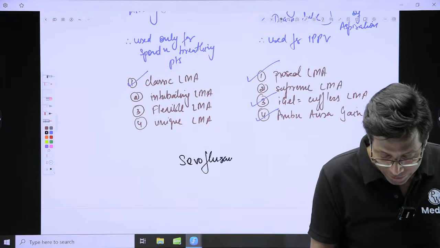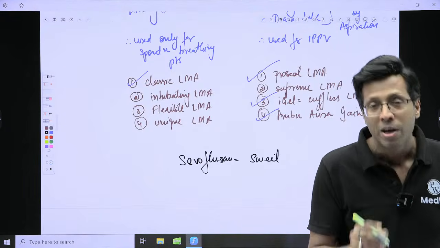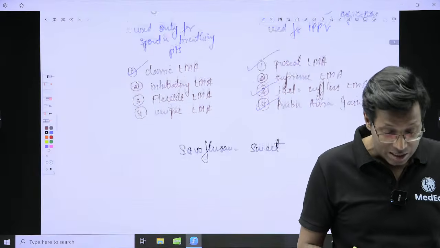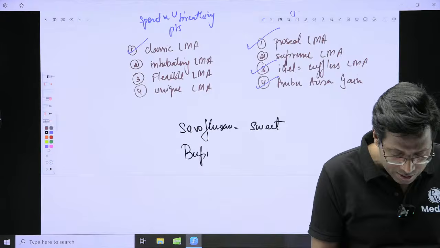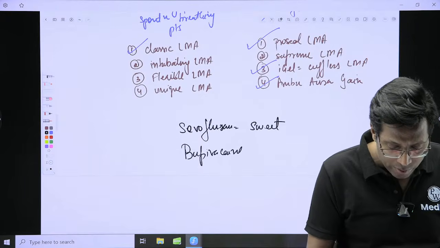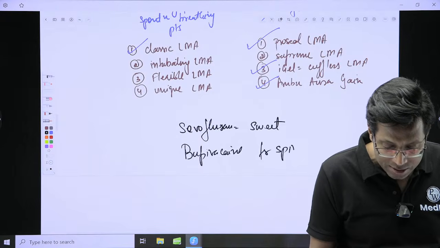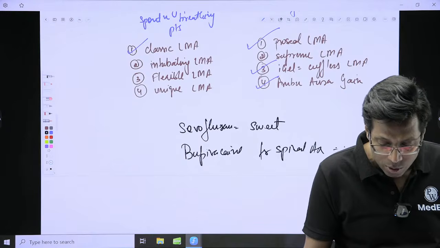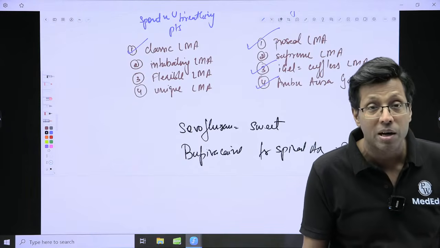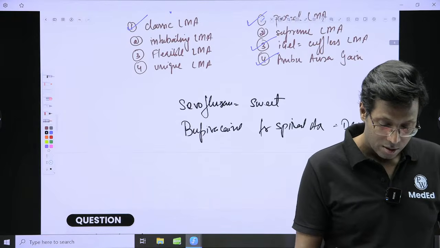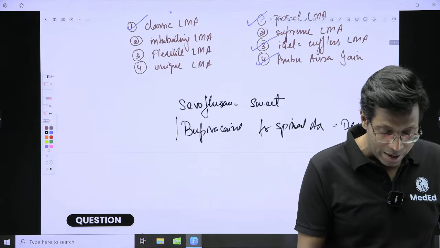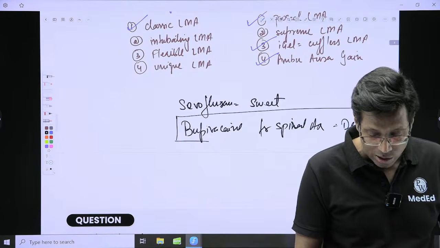Sevoflurane, sweet smell, but it does not contain sugar. But if you remember, we have discussed in classes also. Do you remember when we give bupivacaine for spinal anesthesia? Anyone remembers? Bupivacaine for spinal anesthesia contains dextrose, so that it becomes heavy and the drug settles down. Do you remember this point? That is what I was referring to.